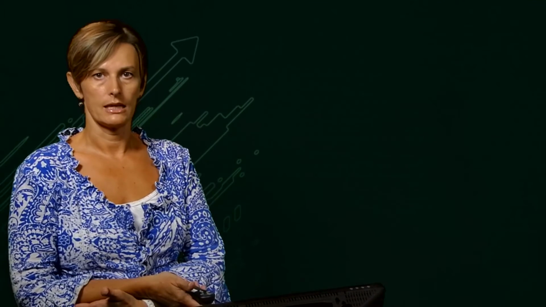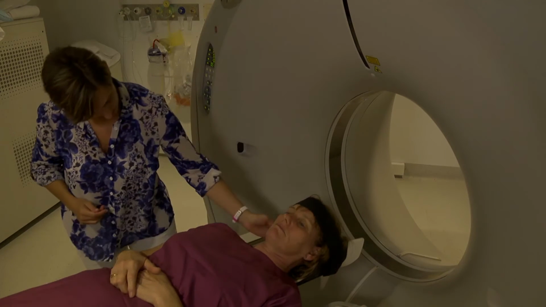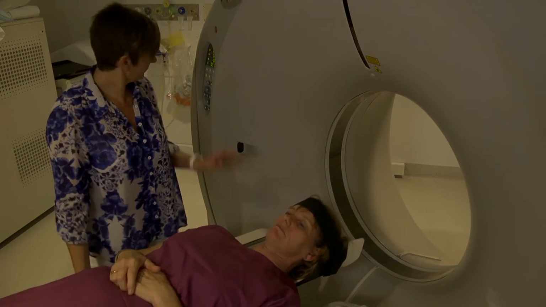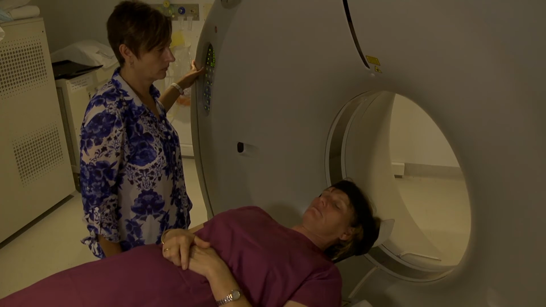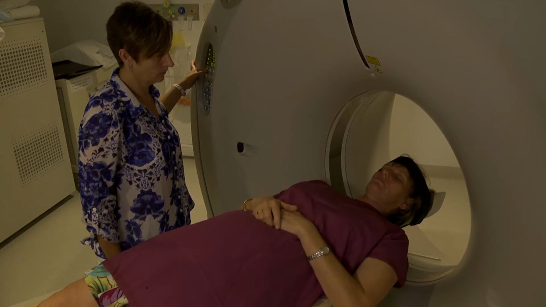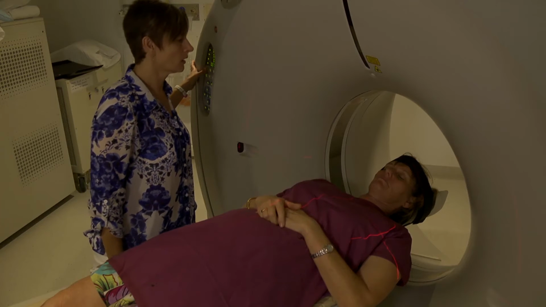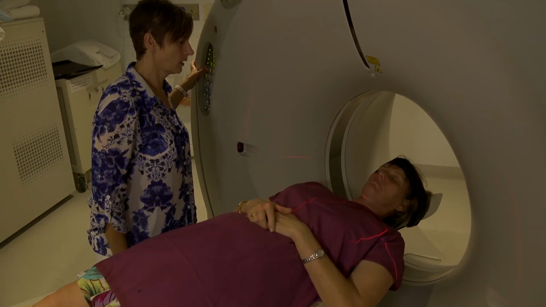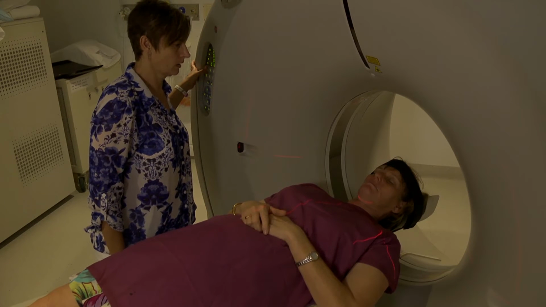The table with the patient can be moved into or out of the gantry as well as up and down. This allows the patient to be appropriately positioned depending on which part of the body is being scanned. Here, the head will be scanned. A laser is used to align the vertical and horizontal position of the body part.